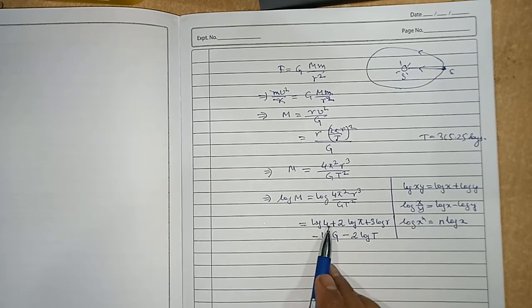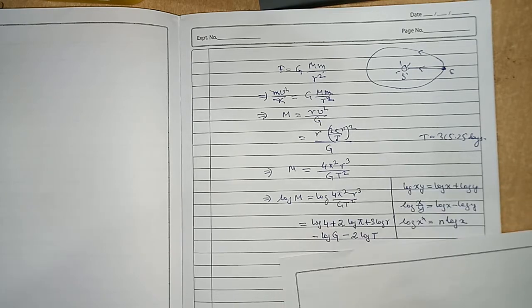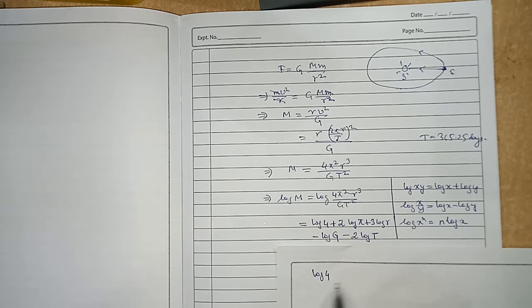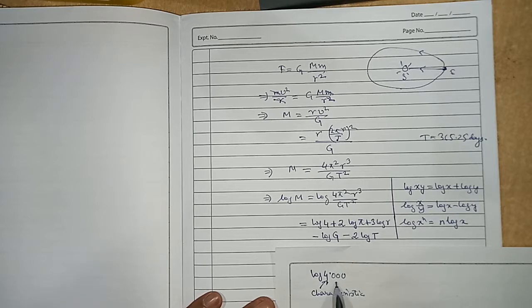Now let us try to find out the values of log 4, log pi, log r, log G and log T. For that, log 4. In order to find the value of log 4, we have to make it 4 digits here. So for this we are putting 3 zeros after the decimal. This 4 is called the characteristic, and this after the decimal is called the mantissa.